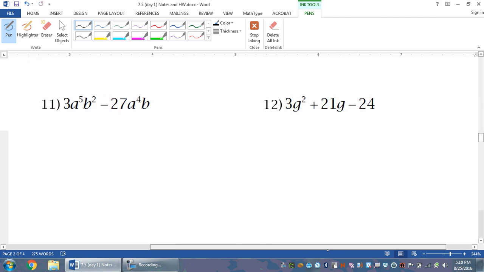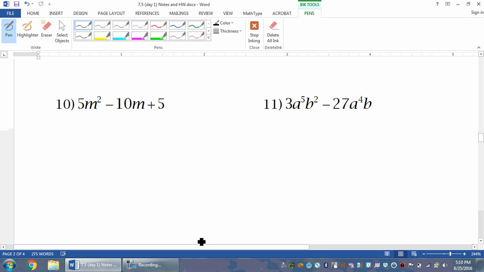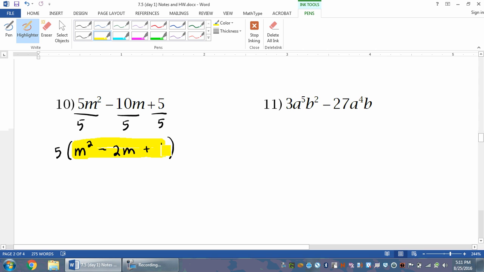All right. Let's go ahead and do 10. Again, you should always ask yourself, can I factor out a GCF? And the answer for number 10 is yes, you can. Everything is divisible by 5. We're going to bring down the 5. I'm left with m squared minus 2m plus 1. Always check to see if you can factor further.